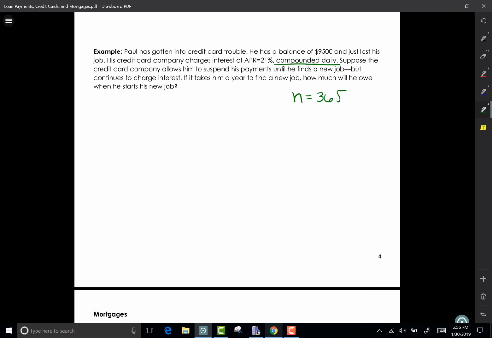Okay, suppose the credit card company allows him to suspend his payments until he finds a new job, but they continue to charge interest. So if it takes him a year to find a new job, how much will he owe when he starts his new job? So this is over 1 year, and his principal is $9,500. Now, notice that it says in the problem, they suspend his payments. He's not making payments on this.